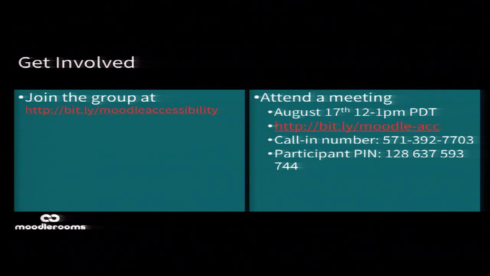We have meetings, as I said, once a month. The next one coming up is August 17th. That's going to be for the North American contingent. We're still getting the Brazil, Israel, and Australia group to decide when they want to actually meet. And this is the call-in information. If you go to that URL, this teleconference will be all up there, and you'll have that information.